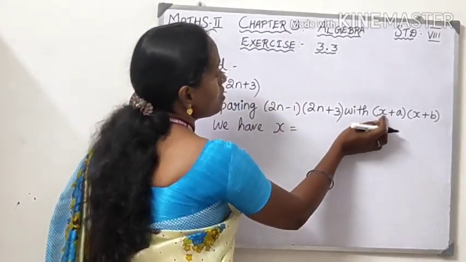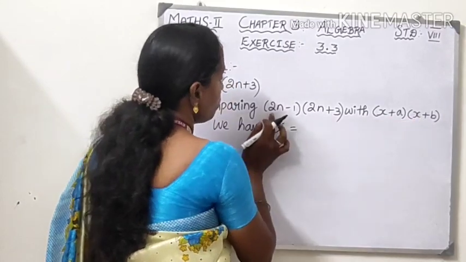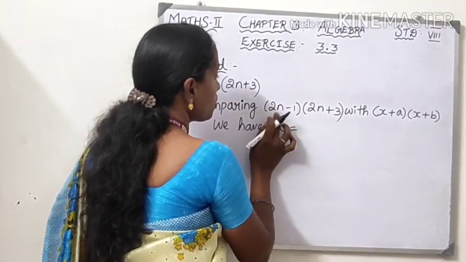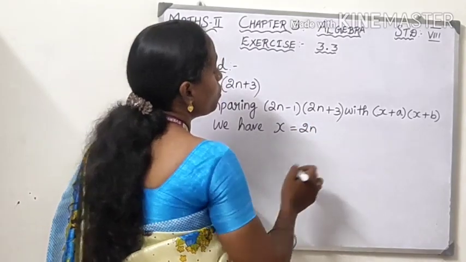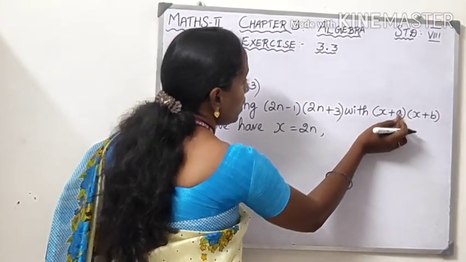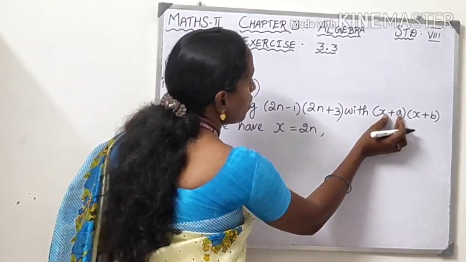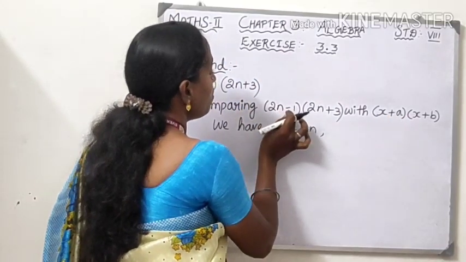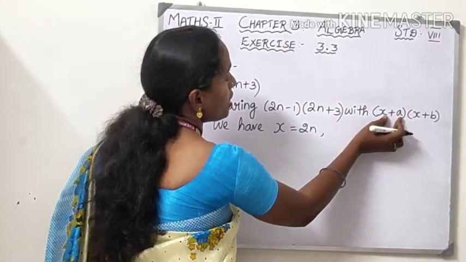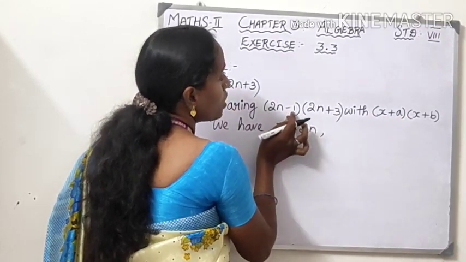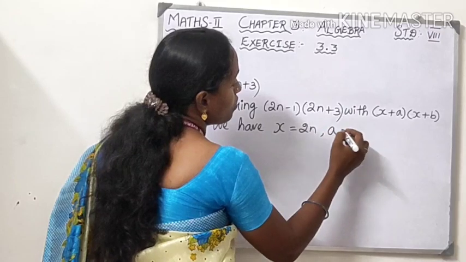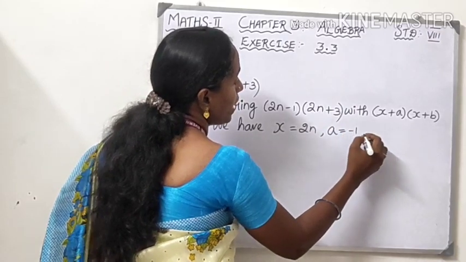Compare now. So x and here also x. You can check in the question, here also 2n, here also 2n. So you can write x value as 2n. Then compare a value now. So now compare in the first bracket. So 2n minus 1 is there. Here x plus a. So compare this x plus a with this first bracket. So you will come to know what is the value of a. So a value is nothing but a is equal to minus 1.